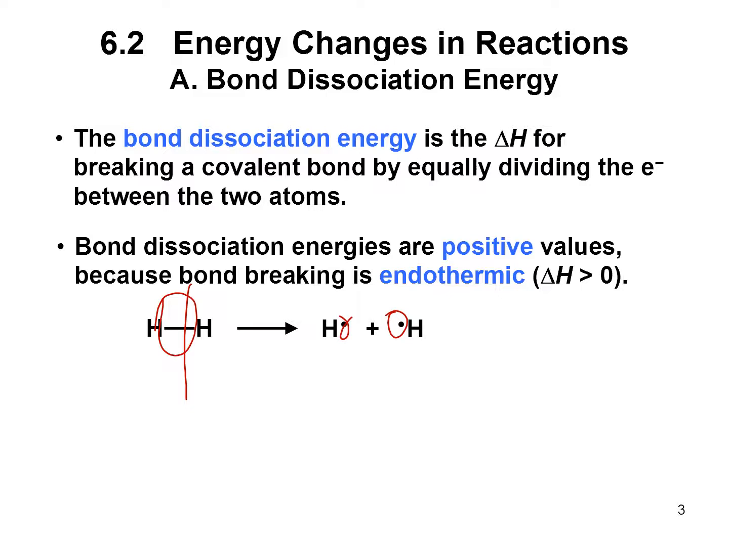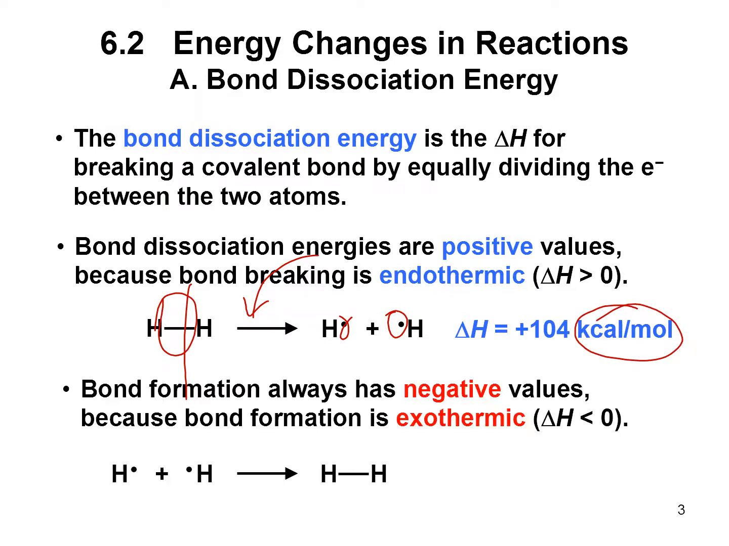And because we're talking bond breaking, you will need to supply energy to do this process, and therefore this is endothermic, therefore the delta H is greater than 0 or positive. The exact numbers you can figure out experimentally. In this case, the delta H is 104 kilocalories per mole. Please note the units. Bond formation, like I said, is always going to have negative values.